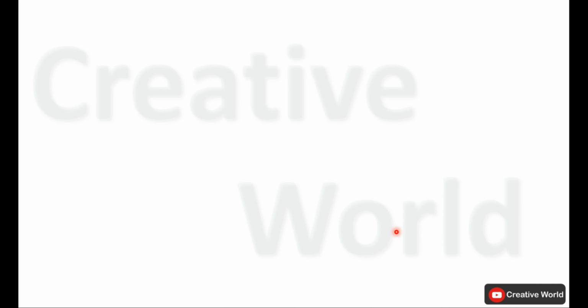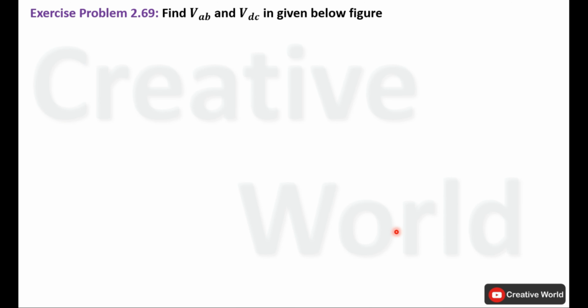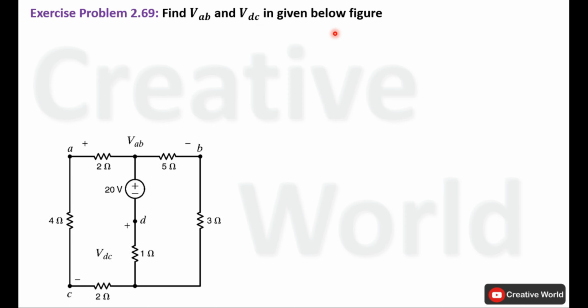Now move towards the problem. Exercise problem number 2.69. Find voltage VAB and VDC in the given figure. This is the circuit diagram of the given problem. We have to find voltage VAB between these 2 points and VDC between these 2 points. So without wasting time, let's proceed towards the solution.